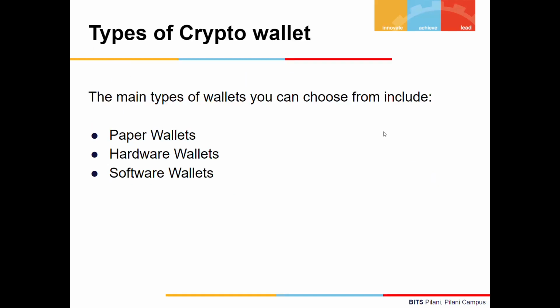Now let's discuss the types of crypto wallets. Crypto wallets range from simple to use apps to more complex security solutions. The main types of wallet you can choose from include paper wallets, hardware wallets, and software wallets. So let's discuss the paper wallets.